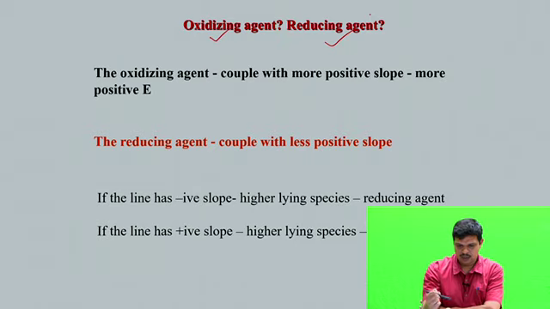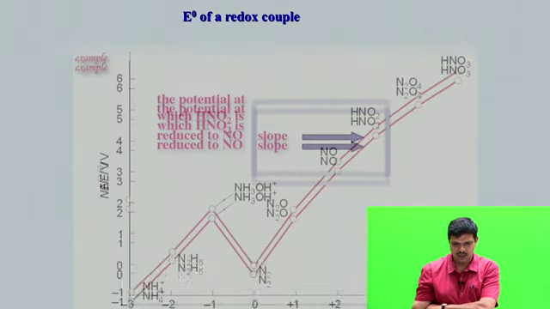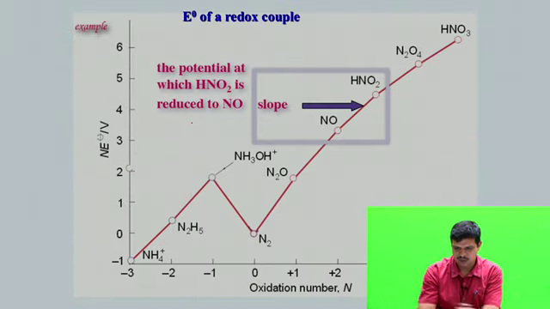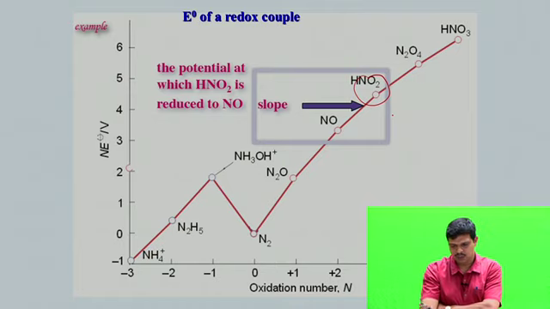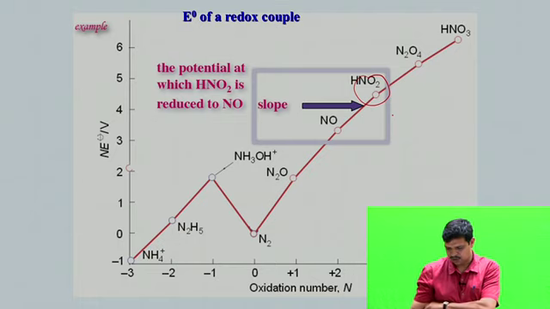If it is less positive, then it is a good reducing agent from a Frost diagram. So, this is like the potential where HNO2 is reduced to NO. So, you can very easily know which particular species will reduce to other adjacent species, or which particular species will oxidize to other adjacent species.